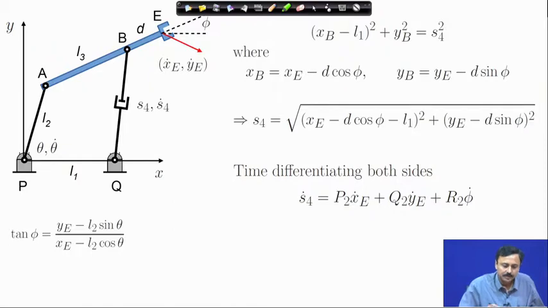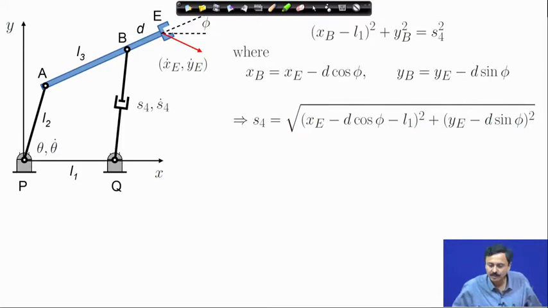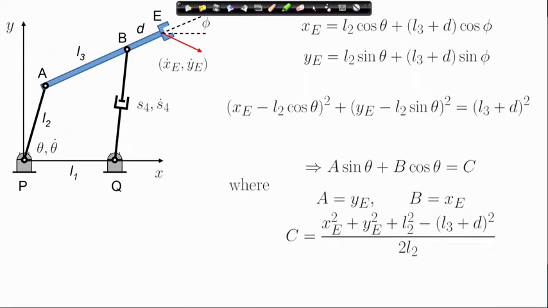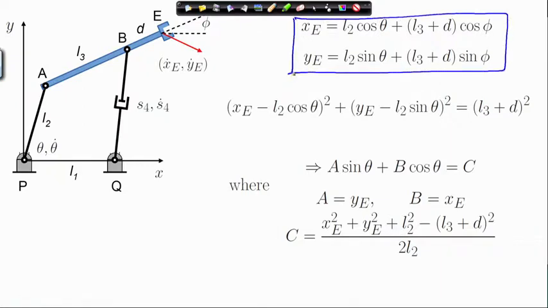So, tangent of this angle comes from the displacement relations that we have looked at before. So, these are the relations. You can find out tangent phi. So, tan phi is equal to YE minus L2 sin theta by XE minus L2 cosine theta.